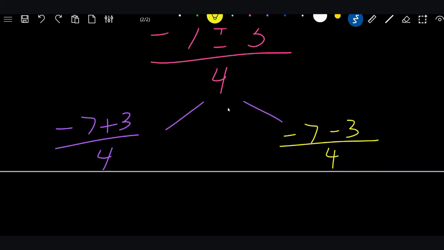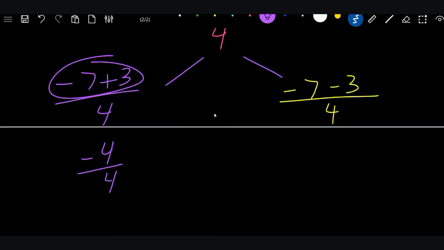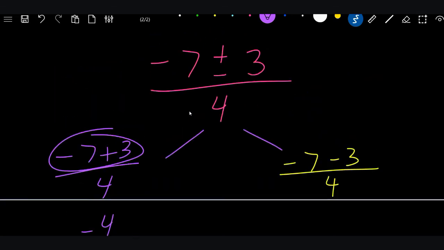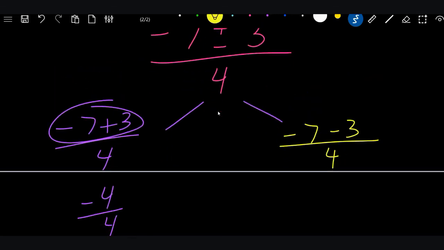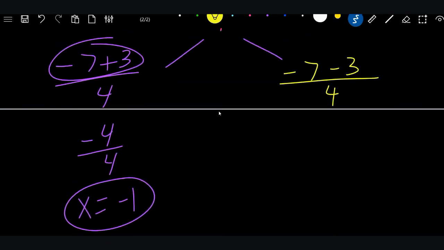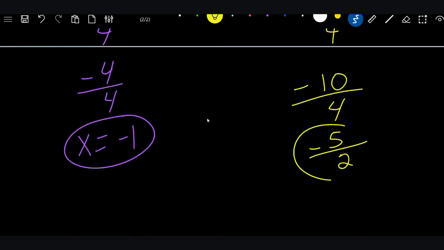Okay. And so let's do this one first over here, the purple one. Minus 7 plus 3 is going to give us minus 4 over 4, and that will give us minus 1. X equals negative 1. And over here, this yellow one, we're going to get minus 10 over 4. And we can reduce that out to minus 5 over 2, and that would be our answer there, minus 5 over 2.